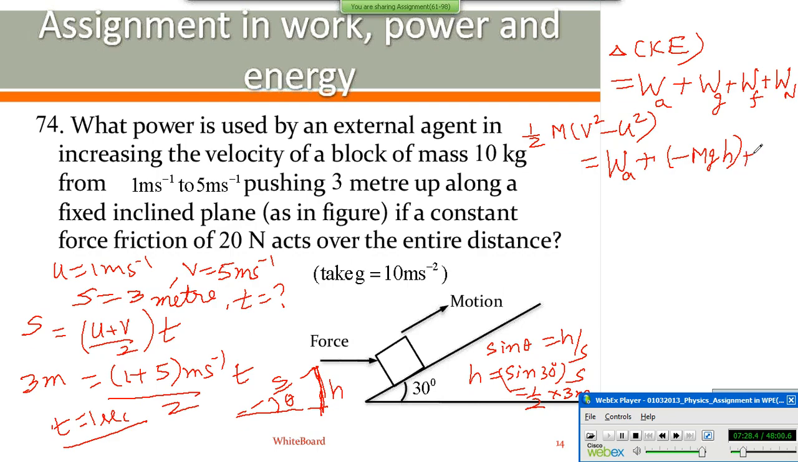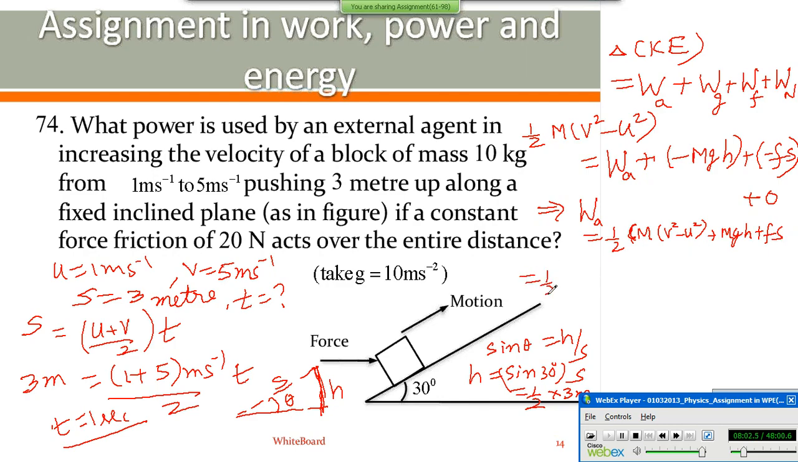Work done by the force of friction on the block we can write as minus fs, because the force of friction acts opposite to the direction of the displacement of the block, and it has a constant magnitude of 20 newtons. Work done by the normal reaction on the block will be 0. Therefore, the work done by the force applied by the agent on the block is equal to half m into v square minus u square plus mgh plus f into s.